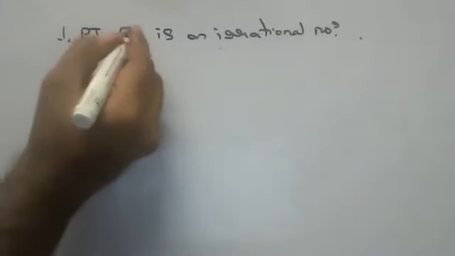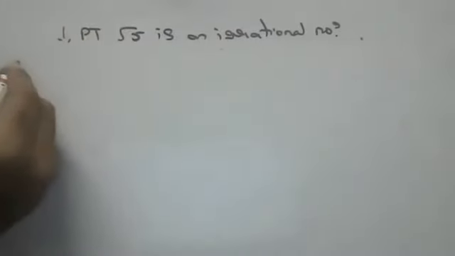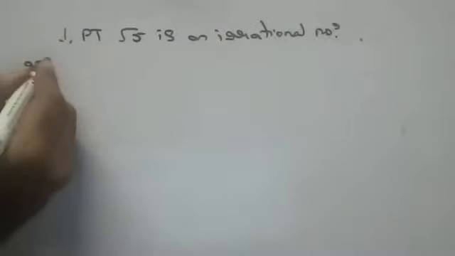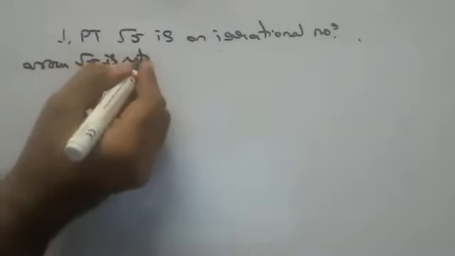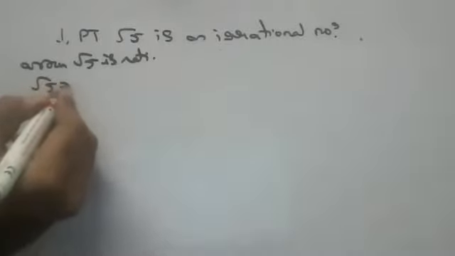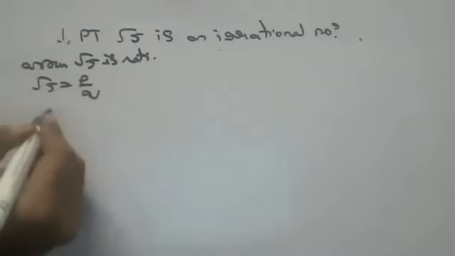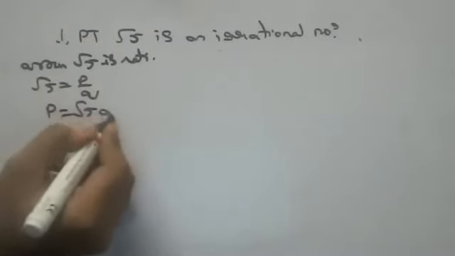Now root 5 we will do, children. Same procedure. Assume root 5 is rational. So root 5 can be written as p by q. If you bring this here, p is equal to root 5 q.